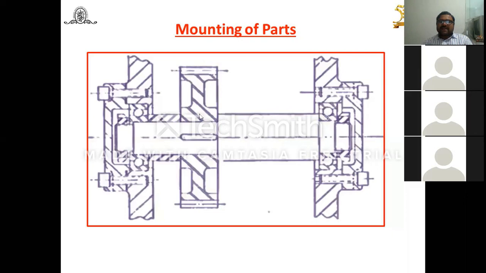Why is the step provided? It prevents movement towards this side, because if it's a helical gear, there may be axial force, and there is a possibility of movement. That's why the step is given. But how to retain it from this point? A spacer is provided. I have already explained mounting for EA, but for TC students, you have to take care while mounting these parts.